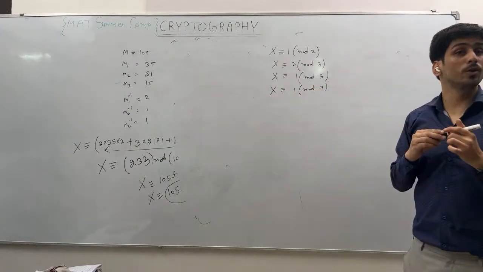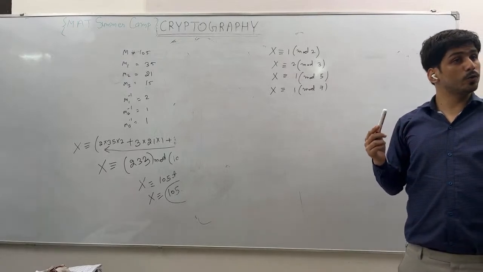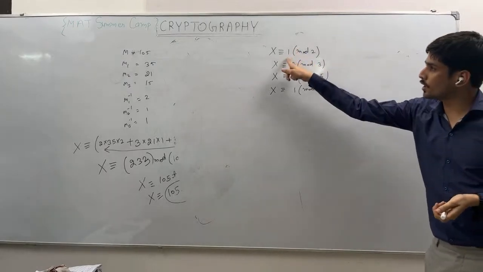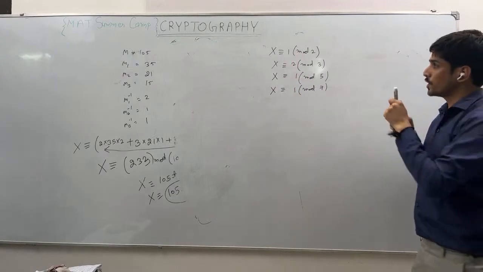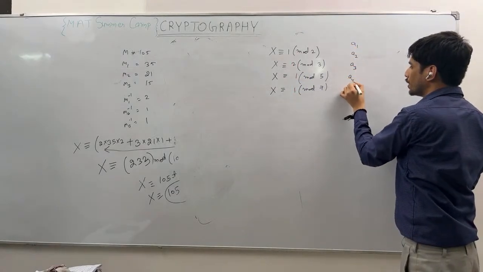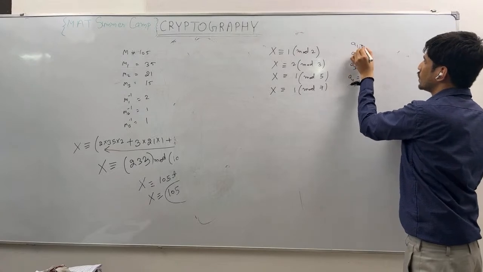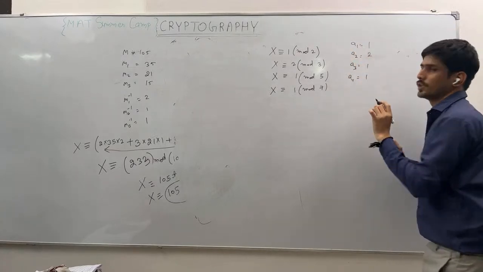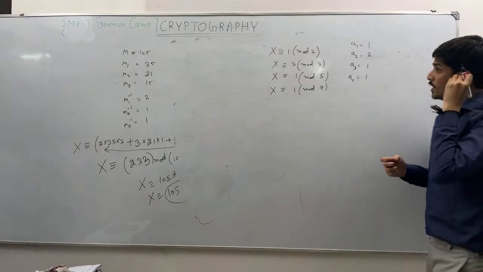Now first step, what will you do? You will find a1, a2, a3, a4. What is a1, a2, a3, a4, right? So first step, a1, a2, a3, a4. What is the value of a1? Can I write 1, 2, 1, 1? Is it clear? Next step.